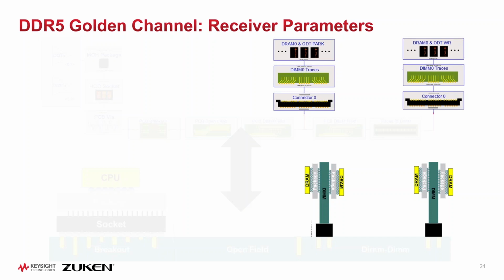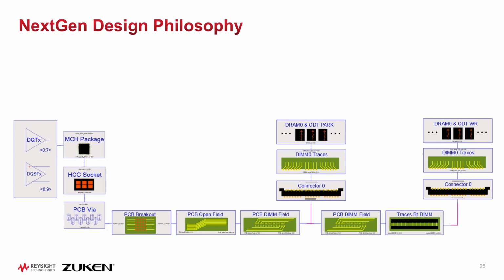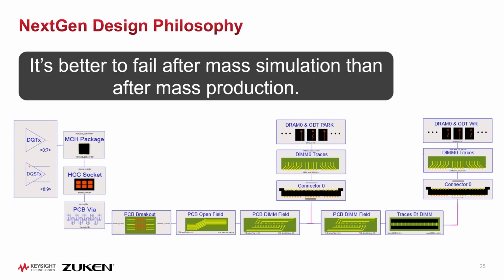Next, finally, the receiver parameters. Now we know we have on-die termination settings and RX equalization in DDR5. The reflection from the connectors will play an important role in how the RX equalization should adjust itself. So those are all very important parameters. Now altogether, this is the next-gen design philosophy. It is better to fail after a mass simulation than after a mass production. And the DDR5 golden channel will help you avoid failing after mass production.